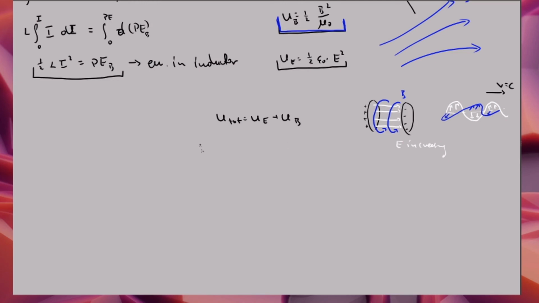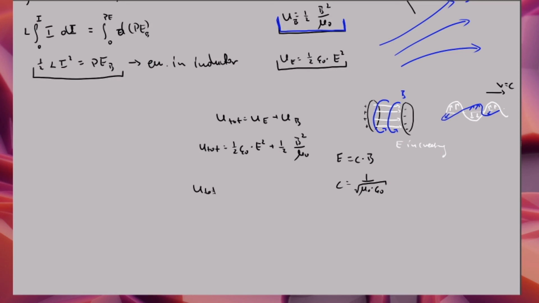And you just, well, let's do it. So we would have half epsilon naught times the electric field squared plus half magnetic field squared over mu naught. And then you have to use the following. Electric field is c times B. We never derived this expression, but it can be derived. And also c, the speed of light, equals 1 over the square root of mu naught times epsilon naught. Both of these expressions come out of Maxwell's equations. And so now you can use them and put them into this expression here.